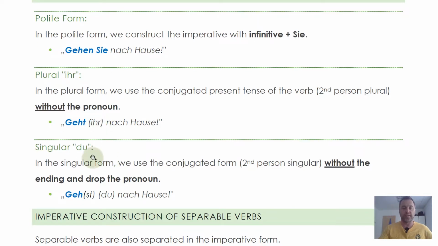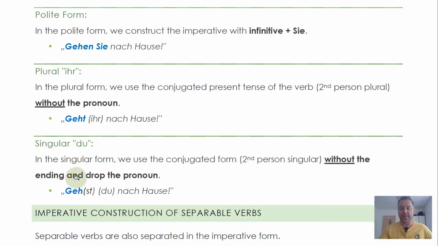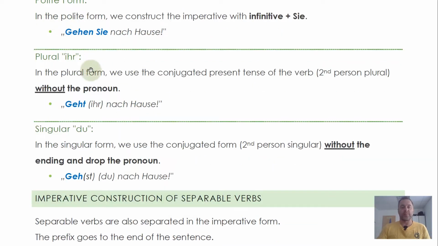And if we go to singular you, we do the exact same thing. We conjugate the verb like present tense, put it in front, but now we drop the pronoun, so the person we are addressing, plus we drop the ending. So we drop pretty much everything except the verb stem. And again, first position, so geh nach Hause. This is singular informal imperative. This is plural informal imperative. And this is the formal plural and singular imperative. So pretty straightforward. We just keep on dropping stuff.